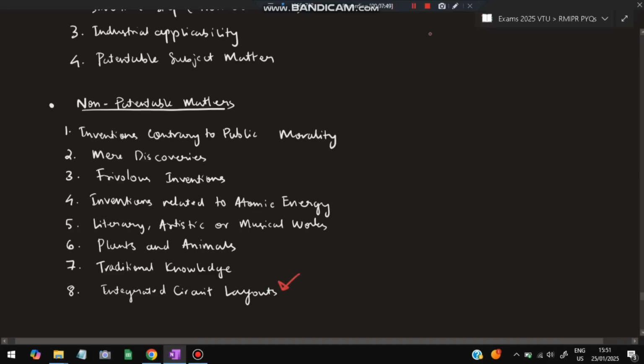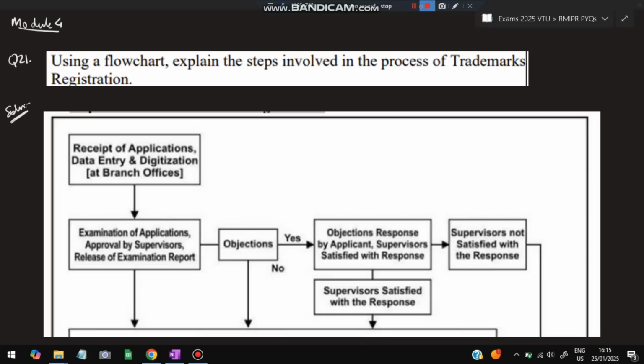That was about module 3. Let's move on to module 4. The first super important question in module 4 is: using a flowchart, explain the steps involved in trademark registration. Okay, so what is a trademark? It is a unique symbol or logo, okay, particular to that company. So what are the steps involved to register a trademark?